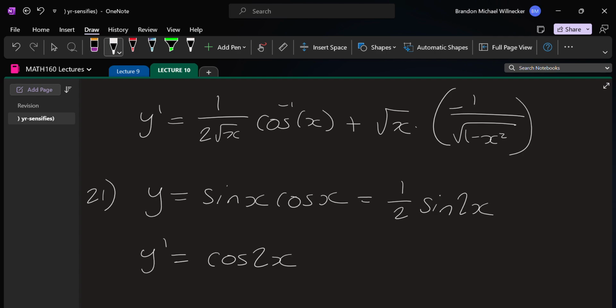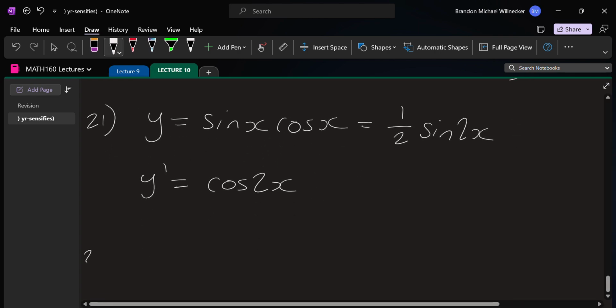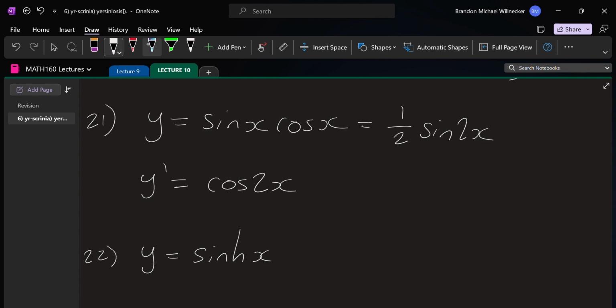Okay, so here y prime, that's going to be cos 2x. Okay, so you can either treat it like a product, and then you'll end up with a sum of two terms. They'll add up to cos 2x. So either way, if you treat it like a product, or you use your double angle formula, you get the same answer in the end.